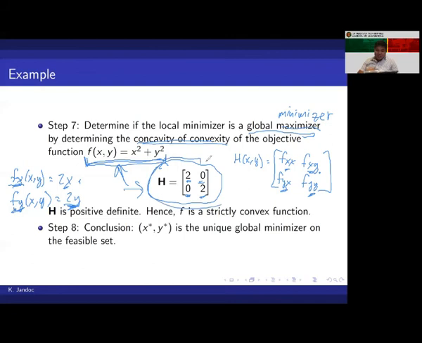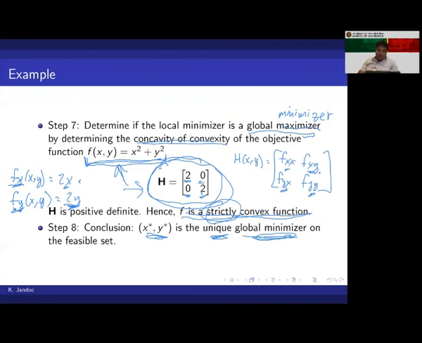Now this Hessian here is positive definite because the leading principal minors are all positive. So therefore, by the theorem that we had a while ago, if your Hessian is positive definite, then the function is a strictly convex function. Okay? So based on another theorem that we had previously, if your function is a strictly convex function, then the stationary point x star, y star is a global minimizer on the feasible set. And moreover, it is unique because it's strictly convex.